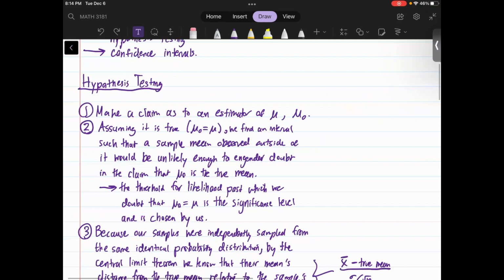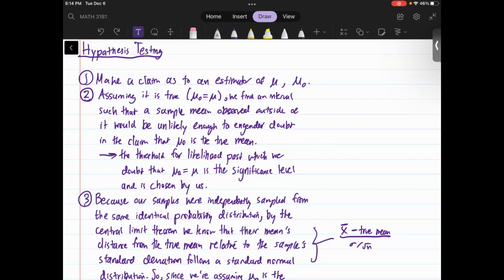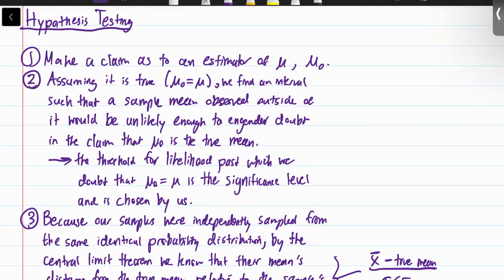The first approach we will talk about is hypothesis testing. We start this method by making a claim as to what we think the value of mu is. Call our estimate mu naught. Then we assume it is the true value of mu. Based on this assumption, we find an interval such that a sample mean observed outside of it would be unlikely enough to engender doubt in our claim that mu naught is a true mean.